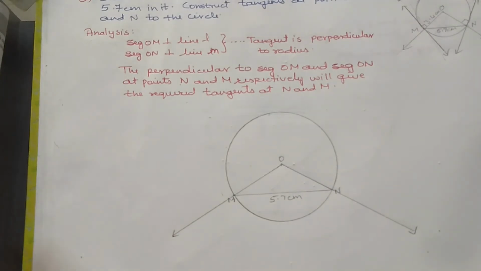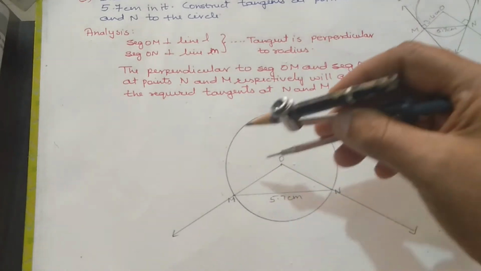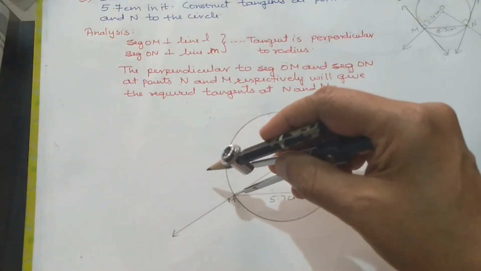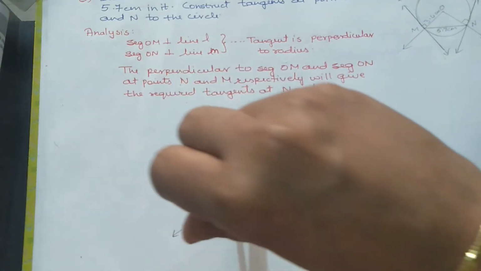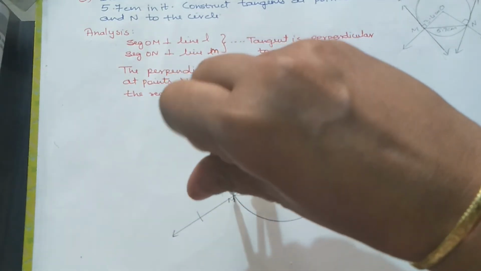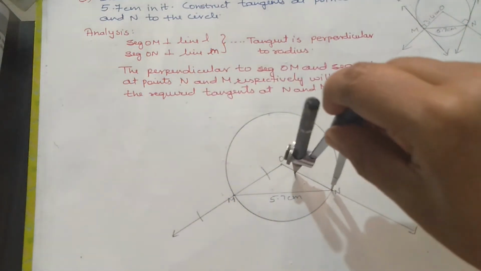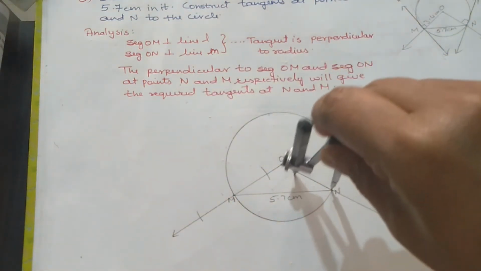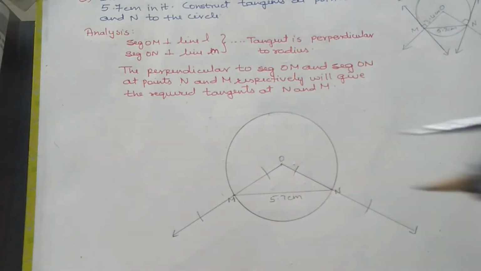Now take the rounder, keep it on the point M once, and draw an arc over here and draw an arc over here. Same way, keep it on point N, draw an arc over here and draw an arc over here. Like the first sum, we have to draw the tangent using the center of the circle.